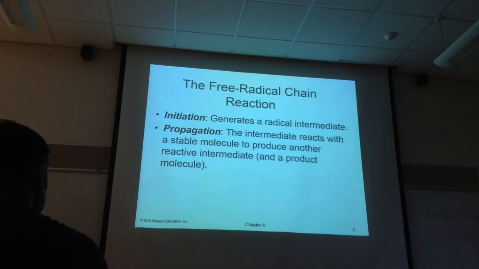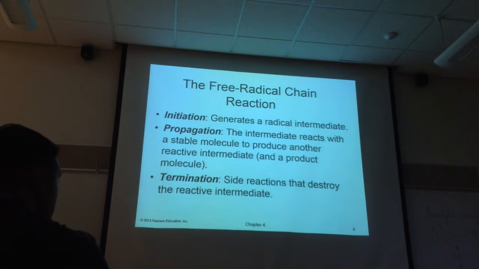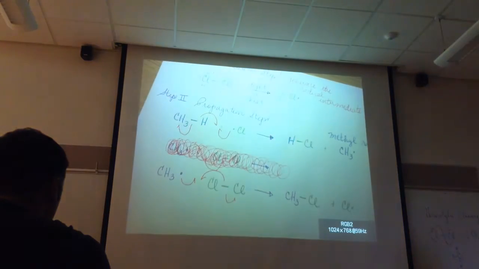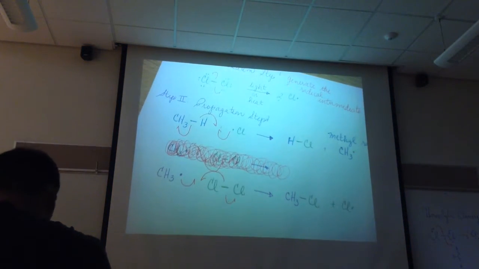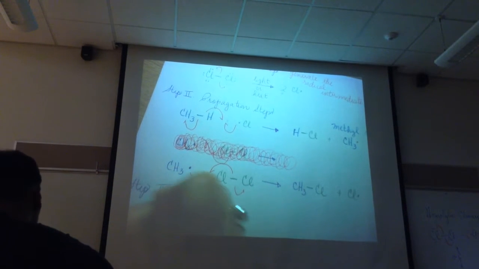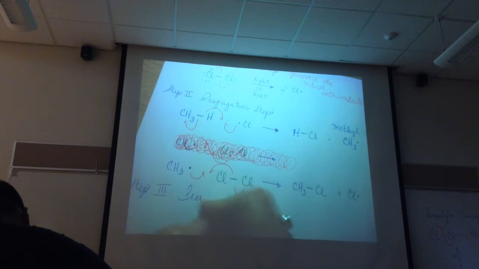And then the last of the steps is the end, which of course is appropriate, that you would call it a termination step. And in this termination step, you end up getting rid of the reactive intermediate. So it's the opposite of the initiation. In the initiation, you generated these things. I'm going back. I want to have good notes. So my last step, which is the termination step, step 3, which is your termination steps.